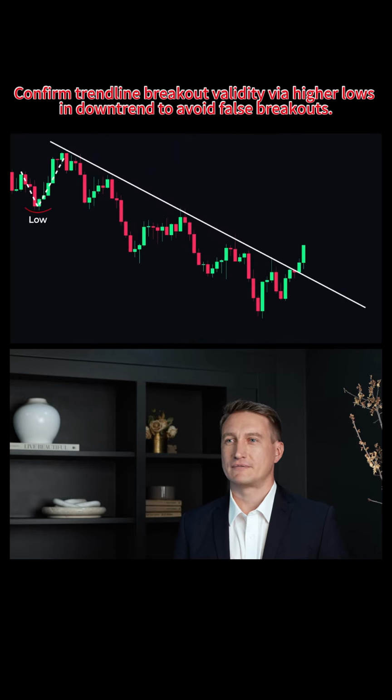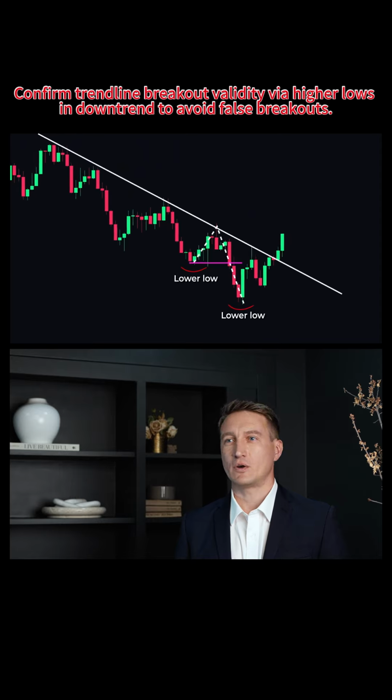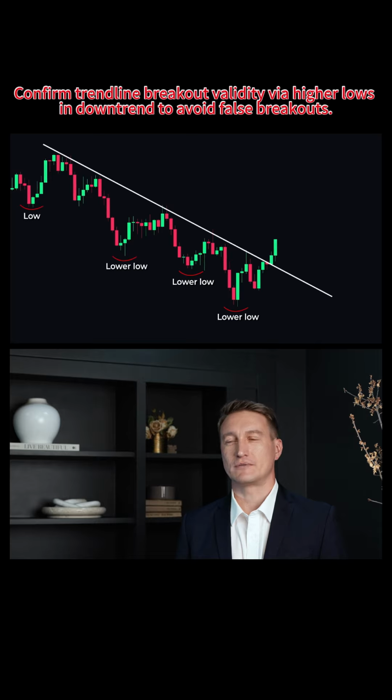Here's how it works. In this example, price makes a low, then it breaks that low, forming what's called a lower low. Shortly after it happens again, price breaks the previous low, forming another lower low, and then once more, price breaks the low and forms yet another lower low. This shows that price keeps forming lower lows, which tells us the downtrend is still strong.